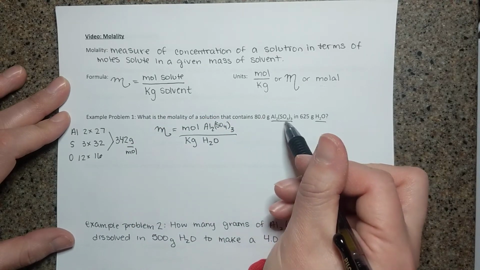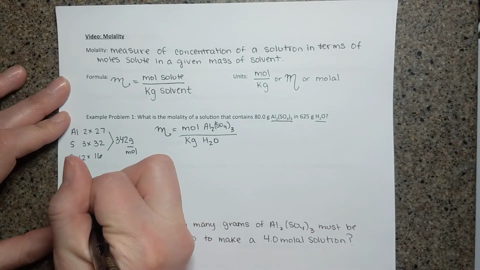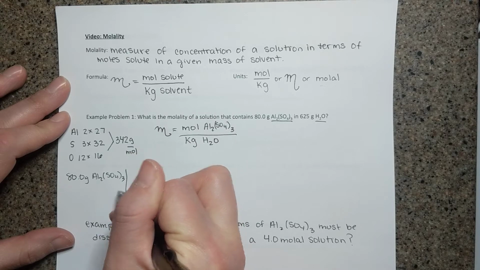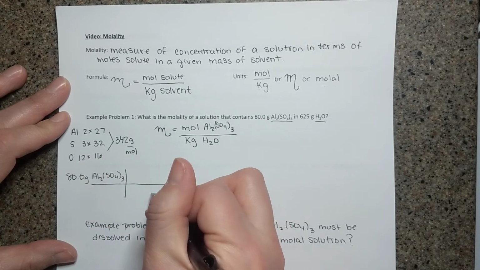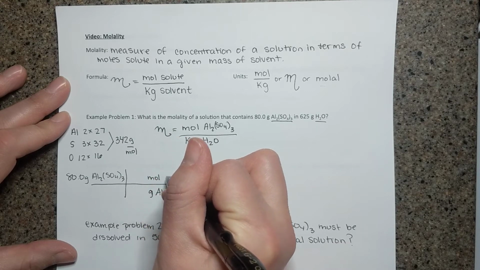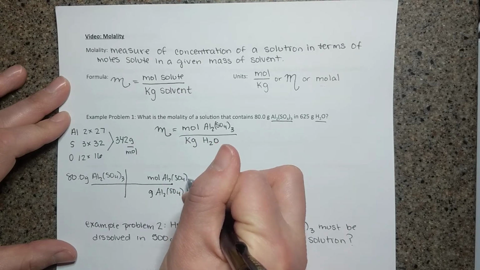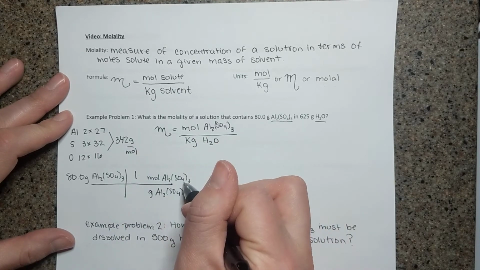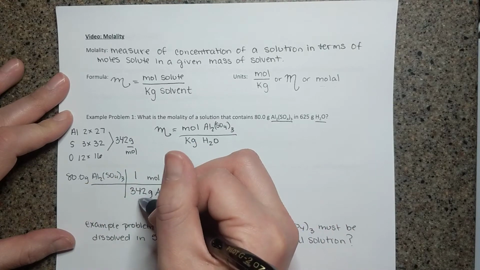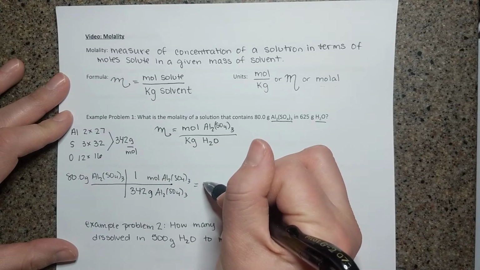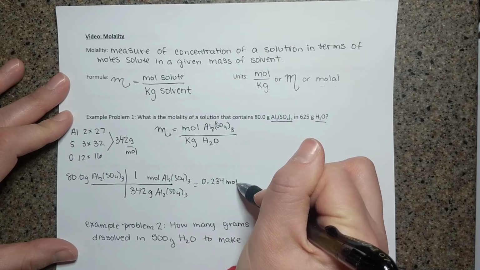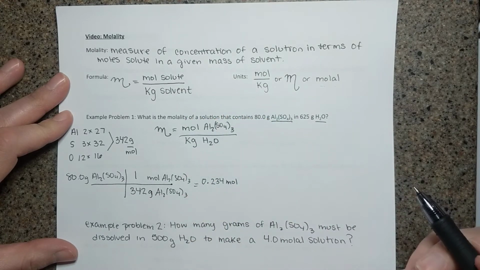So to convert my grams of aluminum sulfate into moles, I drop my units of grams of aluminum sulfate down, and I go to moles. To do this, I use my molar mass. For every 1 mole of aluminum sulfate, I have 342 grams. 800 times 1 divided by 342 gives me a mole value of 0.234 moles. So now I have my value to go here.